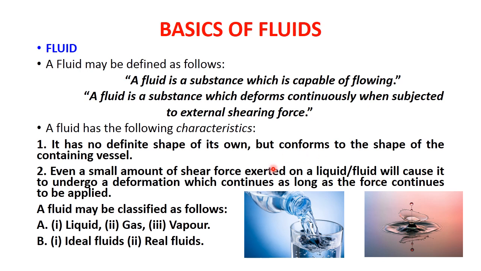So what are the characteristics of fluids now? It has no definite shape of its own, but conforms to the shape of the containing vessel. For example, when the fluid is kept in a circular vessel, it takes the shape of a circle. When the fluid is kept in a rectangular vessel, it takes the shape of a rectangle. So basically, it does not have any shape of its own. It takes the shape of the container in which it is kept.